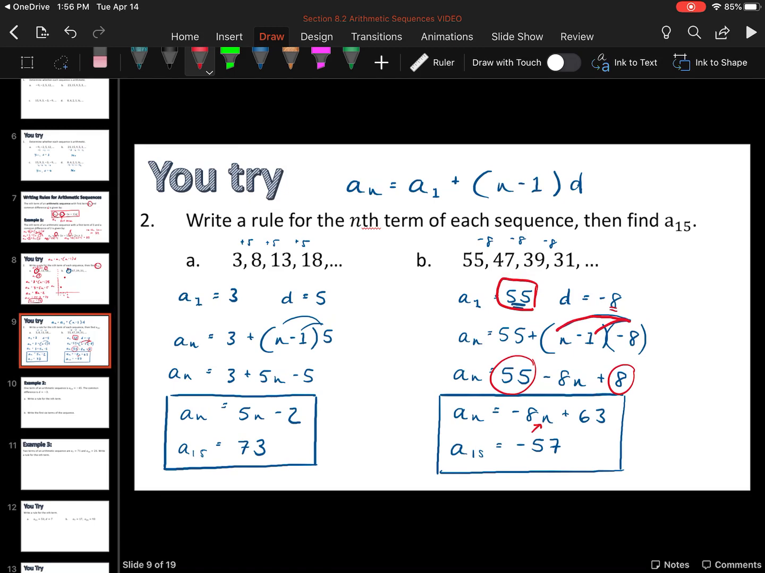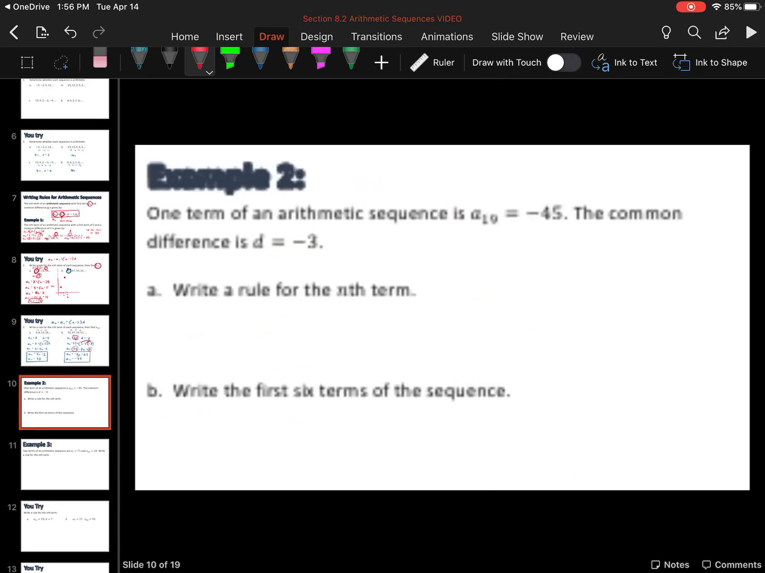Okay, this is going to be similar to how back when you guys were writing the equations of lines, because we do have the same common difference. However, this is discrete, like I said, so the points are not connected. They're just separate like that.